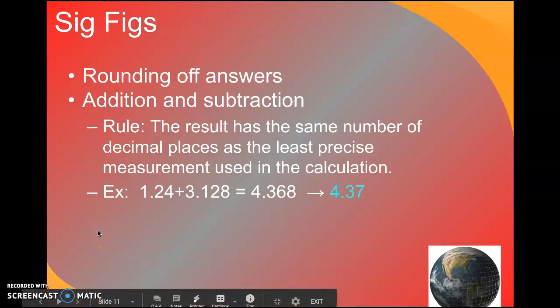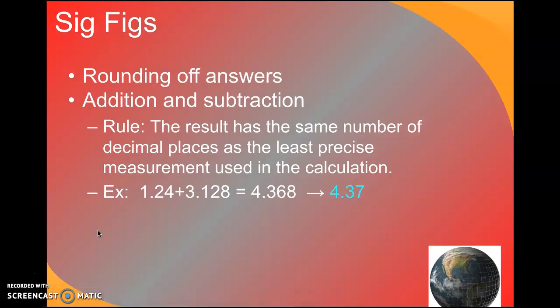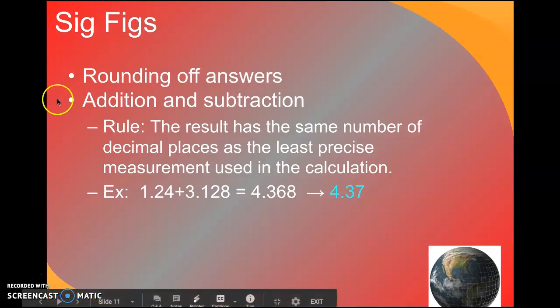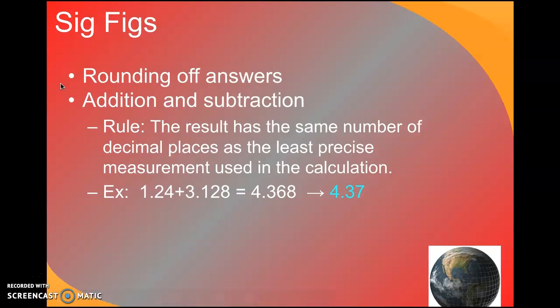All right, now we also use sig figs to determine how we round off calculations. So you don't want to just take whatever shows up on your calculator screen and write that down. You want to be able to round it off to the correct place. So there's a couple different rules for this. The first one is for addition and subtraction. And the rule is the result has the same number of decimal places as the least precise measurement used in the calculation. So you look at the numbers that you're adding or subtracting together.